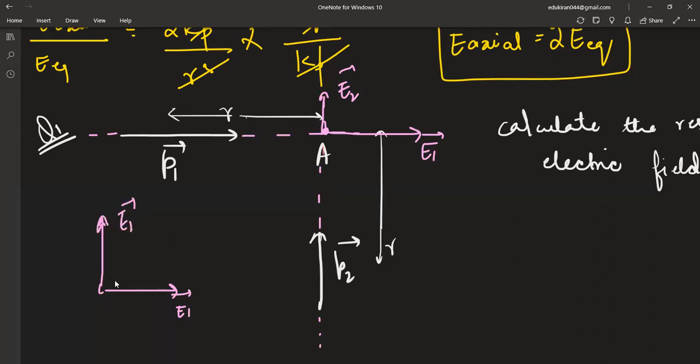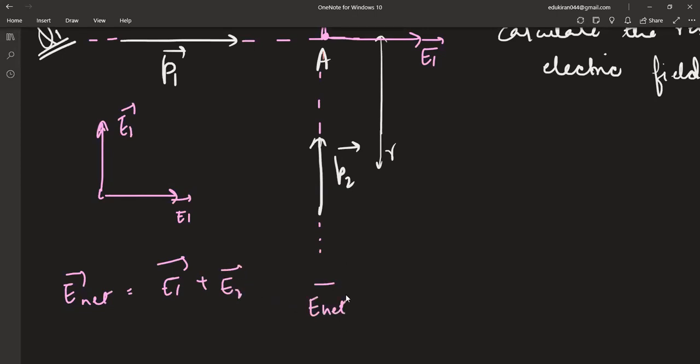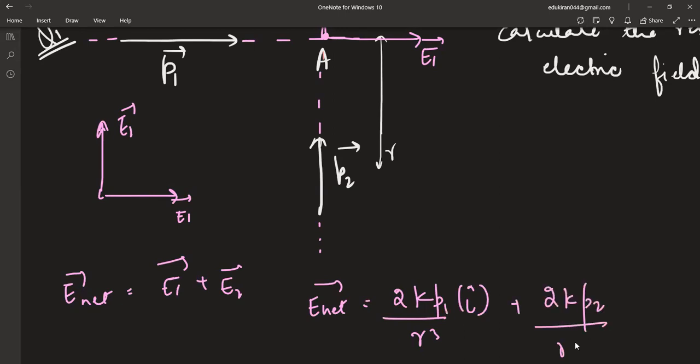And both are what? Both are axial points. So what would be your answer? Net electric field would be vector sum of E1 plus E2. Instead of writing it in polar form, I'm writing it in Cartesian form. This becomes 2kp1 by r cube, r is given, this is i cap, plus 2kp2, this was P2, by r cube, and that was above j cap. That's your answer.